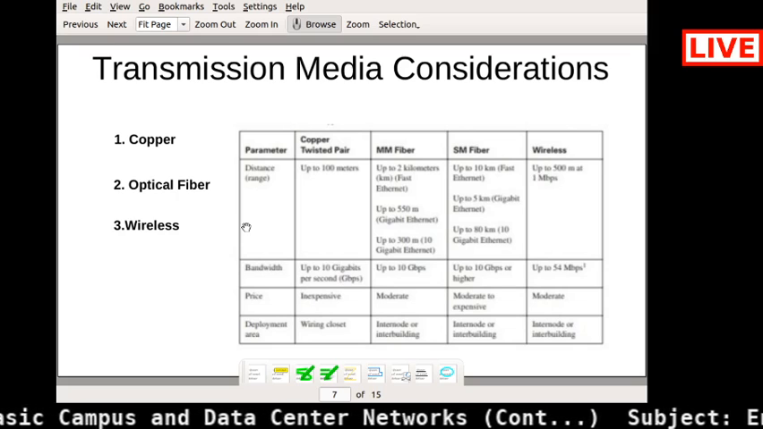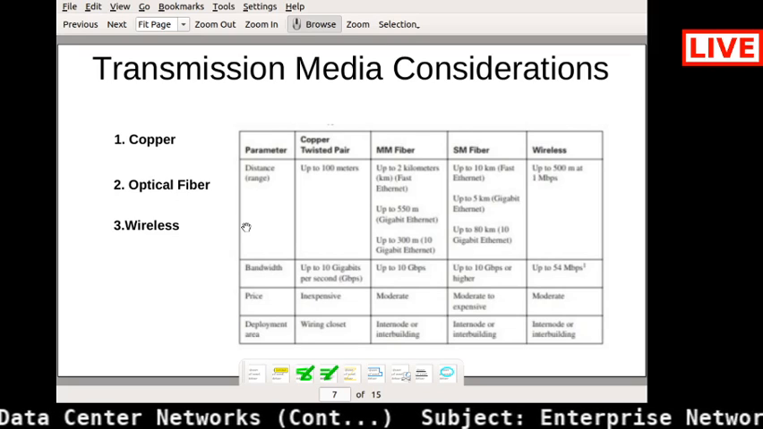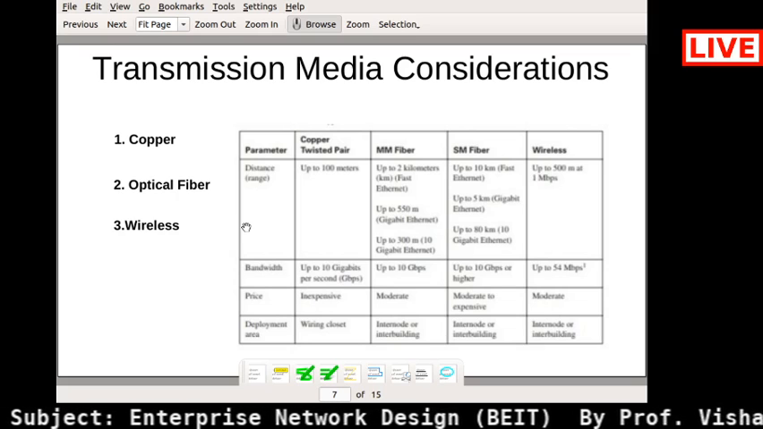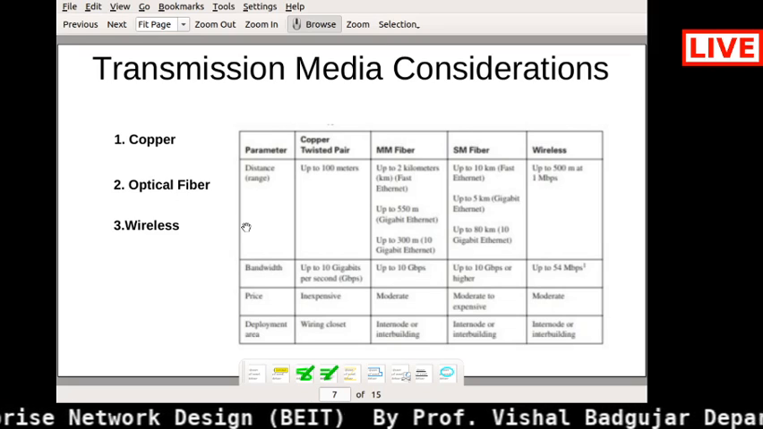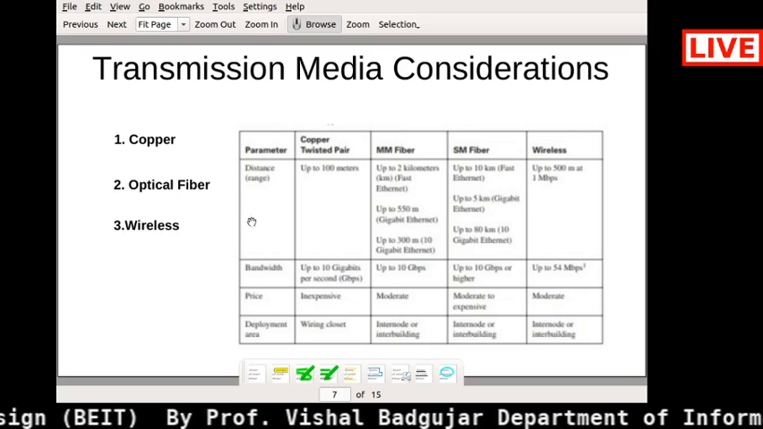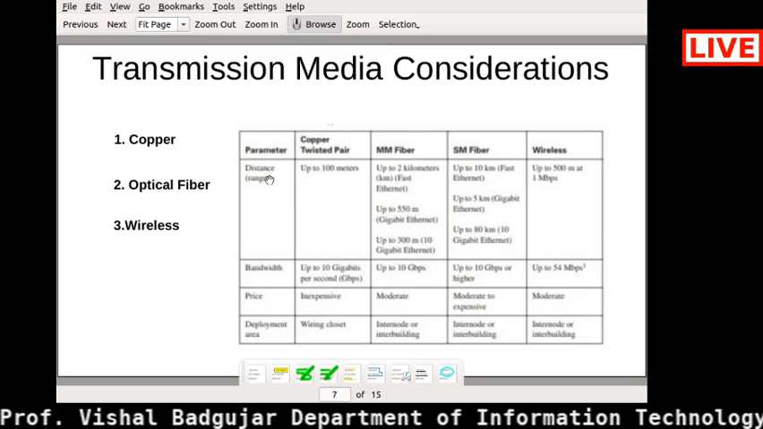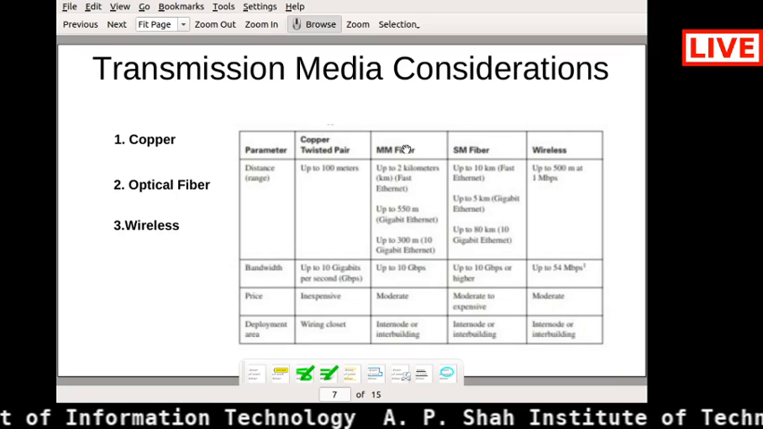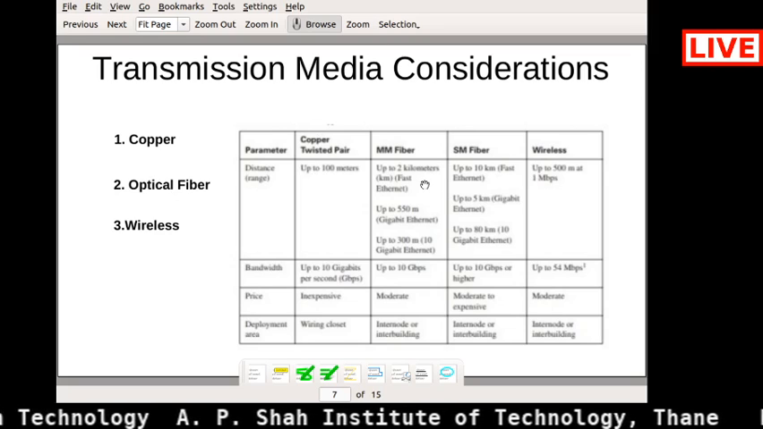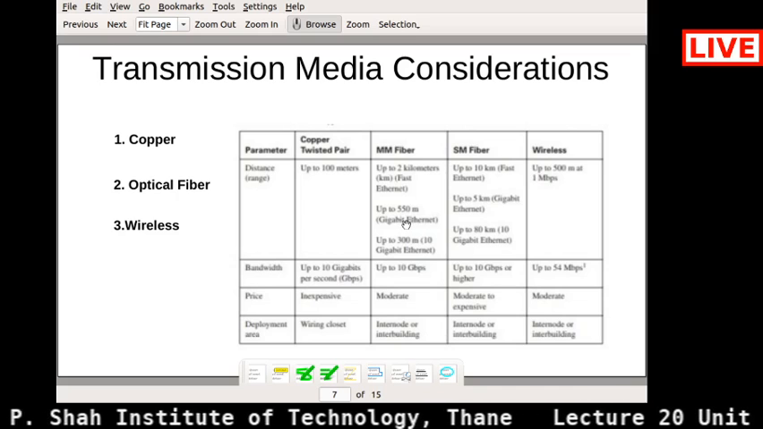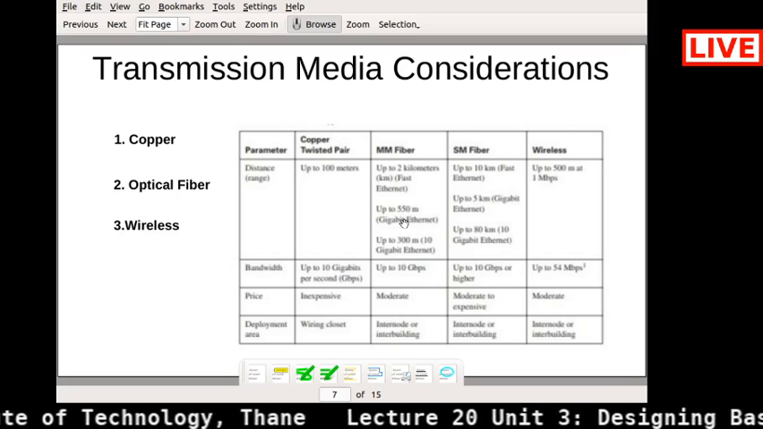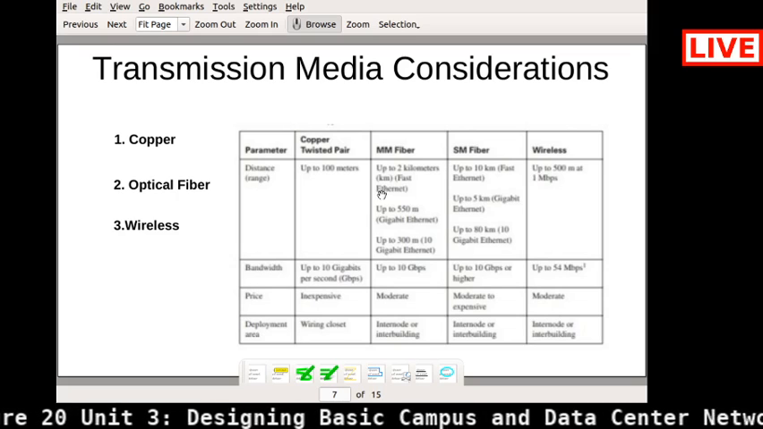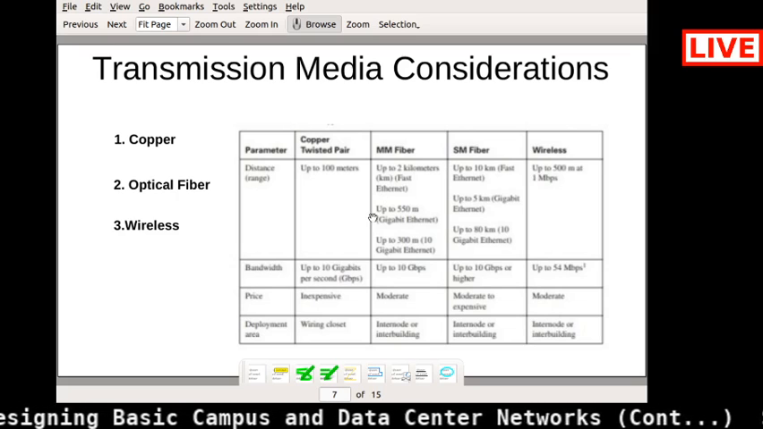Depending upon the distance, you can use Fast Ethernet or Gigabit Ethernet, or decide whether to use optical fiber cable or not. For example, for copper twisted pair, we can use up to 100 meters. For multi-mode fiber, we can use up to 2 kilometers for Fast Ethernet, up to 550 meters for Gigabit Ethernet, and up to 300 meters for 10 Gigabit Ethernet. So depending upon the distance, you can check which cable is useful for your organization.